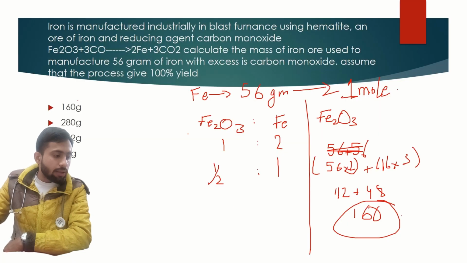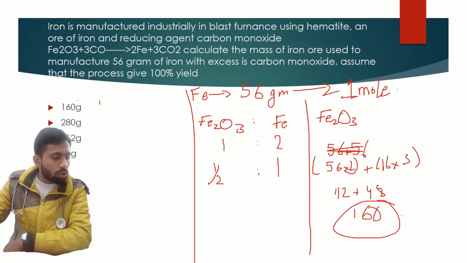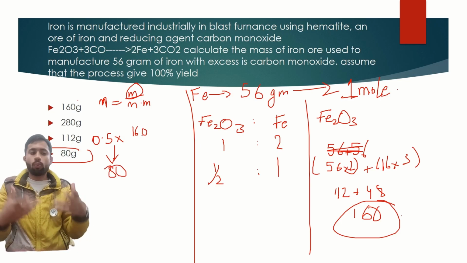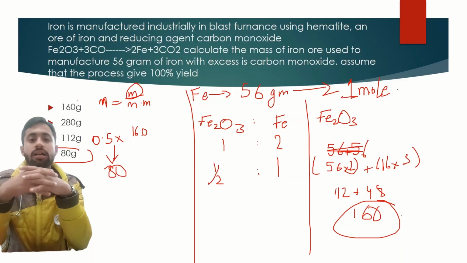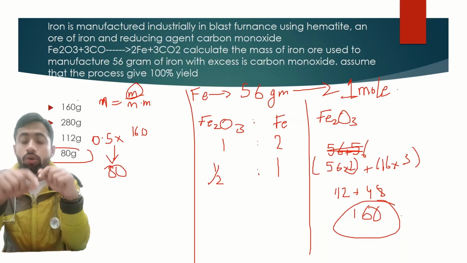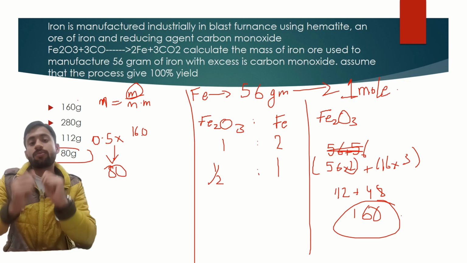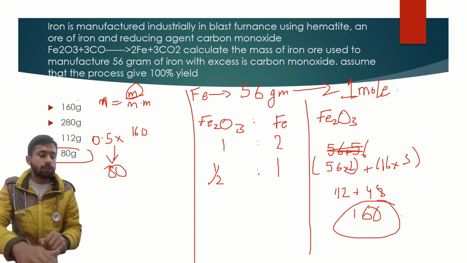Applying the formula, moles is equal to mass in grams divided by molar mass. You need to find the mass. Moles are half, 0.5 multiplied by 160. That gives you the answer 80 grams. That is your delta option. Once again delta. We have got the correct answer: 80 grams of iron ore are needed to make your product, that is 56 grams of iron. Let's move on.